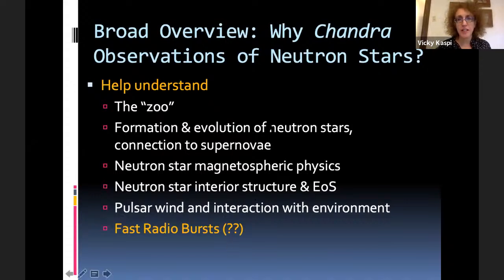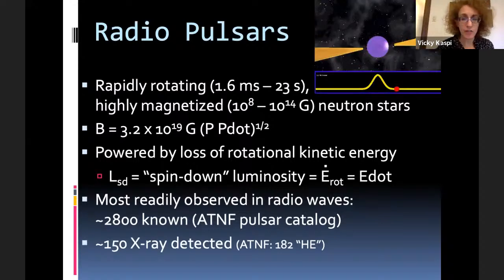So why Chandra observations of isolated neutron stars? Well, we think they help understand the zoo, as I said, and identify what are the key formation and evolutionary properties. For example, magnetic field and initial spin seem to play major roles. But also to understand the physics of the neutron star magnetosphere, which is really quite extreme in magnetic field and of course involves also huge gravity. The neutron star interior is also quite interesting, trying to understand the unknown equation of state of the very dense matter at the centers of neutron stars. And the pulsar also produces a wind, a relativistic particle and magnetic field wind that interacts with its environment and produces lovely wind nebulae. And then of course, the mysterious fast radio burst that may or may not be part of this whole story. So X-ray observations of all of these are very important.